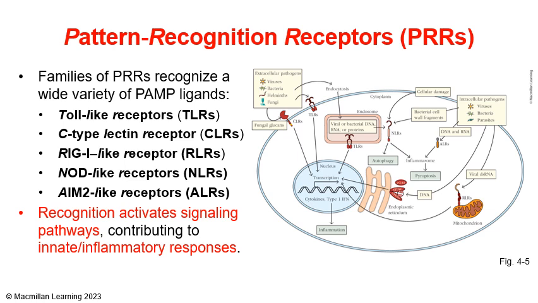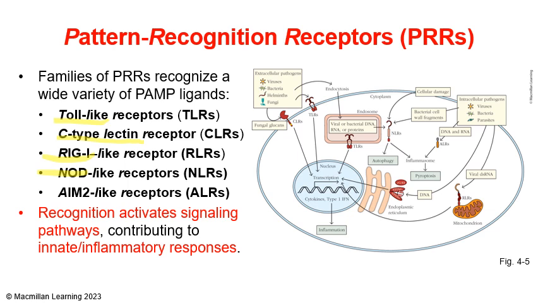The first one is the toll-like receptor. They call it toll-like because there is a certain molecule in a fruit fly called toll. Then you have C-type lectin receptors, then RIG-I receptors, then NOD receptors, and also AIM type receptors. You have to be familiar with what they are doing.